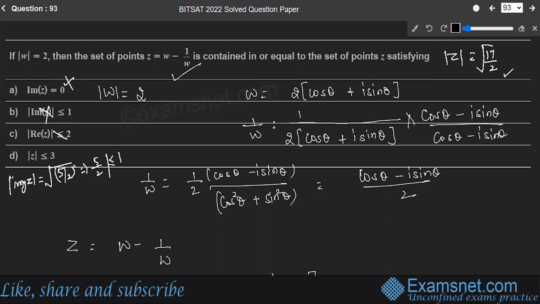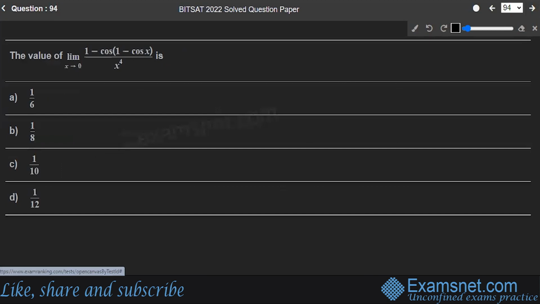And similarly, you will check this also comes out to be wrong. But the modulus of z is less than equal to 3. That's absolutely correct. This is less than equal to 3. That makes option D to be the right answer. Hope you got that. Next is question number 94.